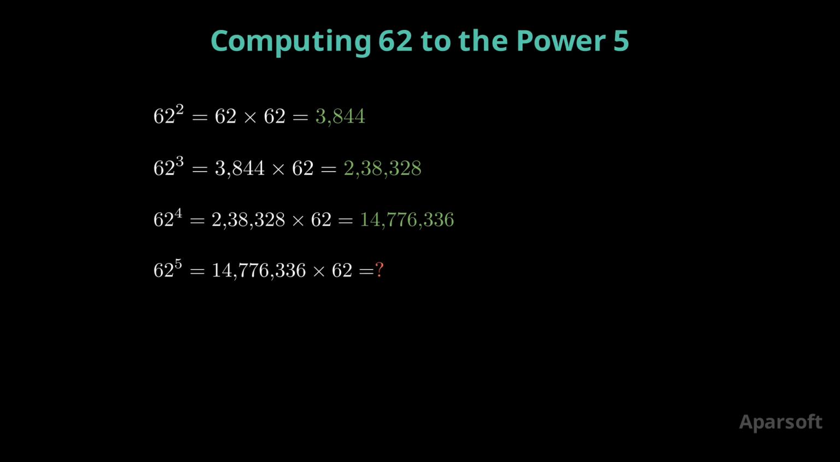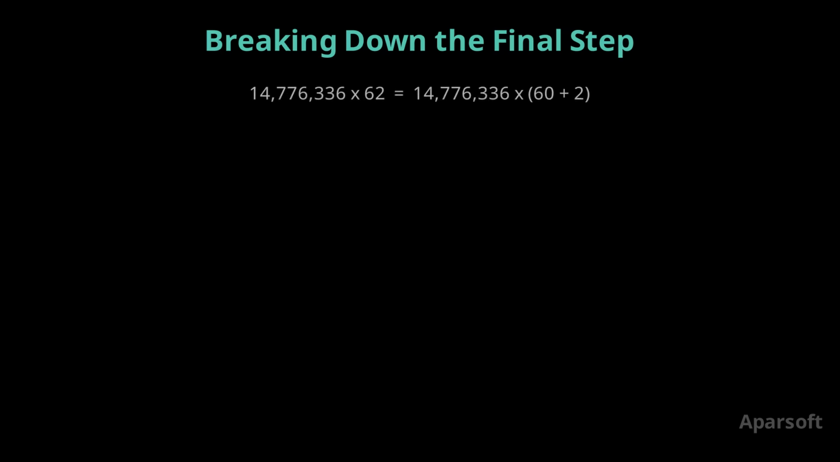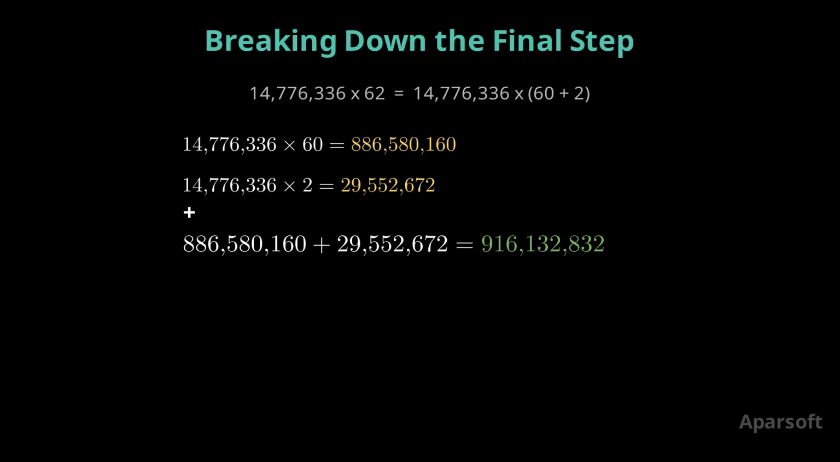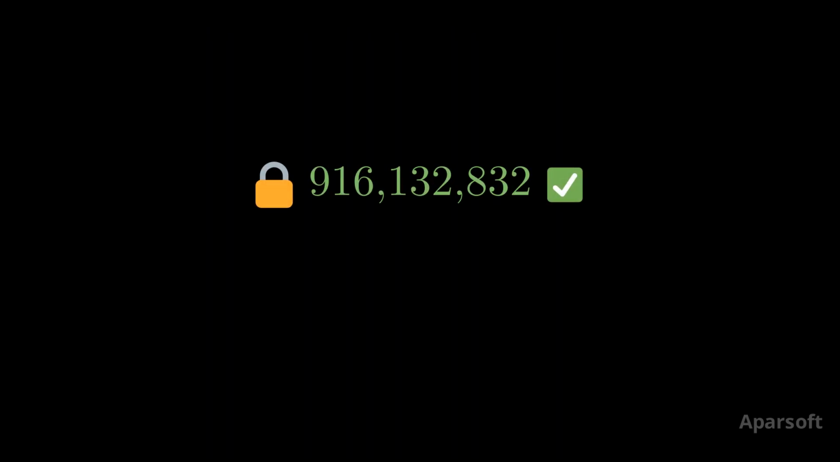Let us break it down. We can break 62 into 60 plus 2. 14,776,336 times 60 equals 886,580,160. And times 2 gives us 29,552,672. Add them together and we get 916,132,832. Over 91 crore possible passcodes. That is why digital lockers are so hard to crack.